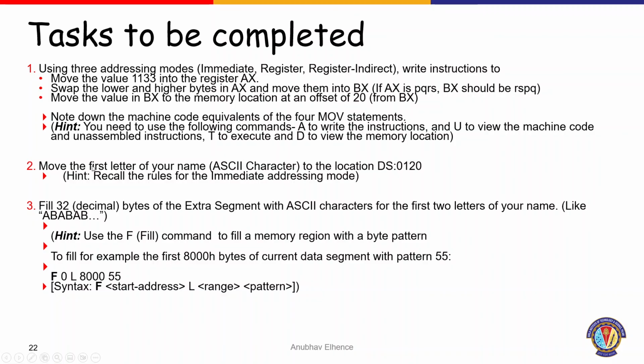The second problem is to move the first letter of your name, as an ASCII character, to the location specified here. And finally, the third problem statement is to fill 32 decimal bytes of the extra segment with ASCII characters for the first two letters of your name, like AB, AB, AB, or whatever your name is. For me, AE, AE, AE. Okay, so give it a try.